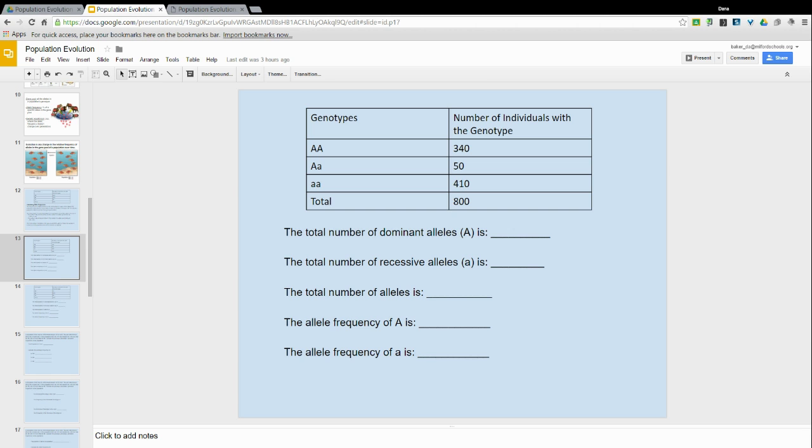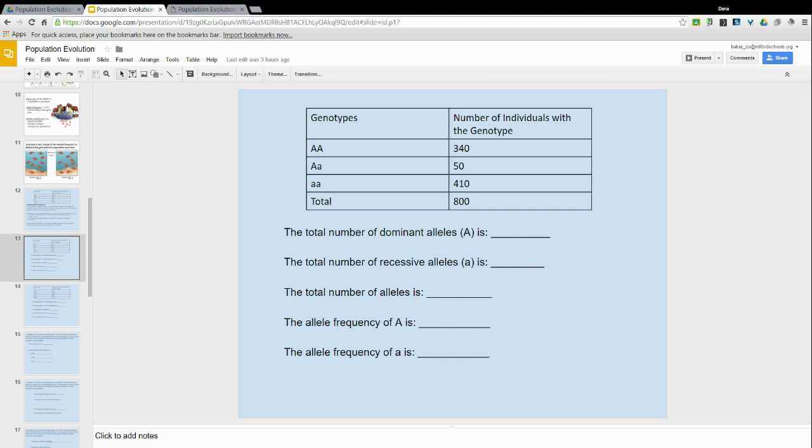All right, if that overwhelmed you a little bit, we're going to do a couple more examples here. So let's look at the next example. Very similar, but just different numbers here. The first thing we want to do, so we have our breakdown of the genotypes again over here.